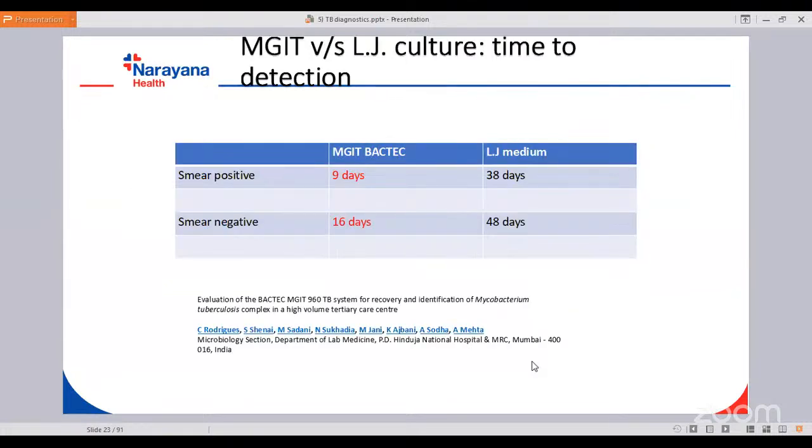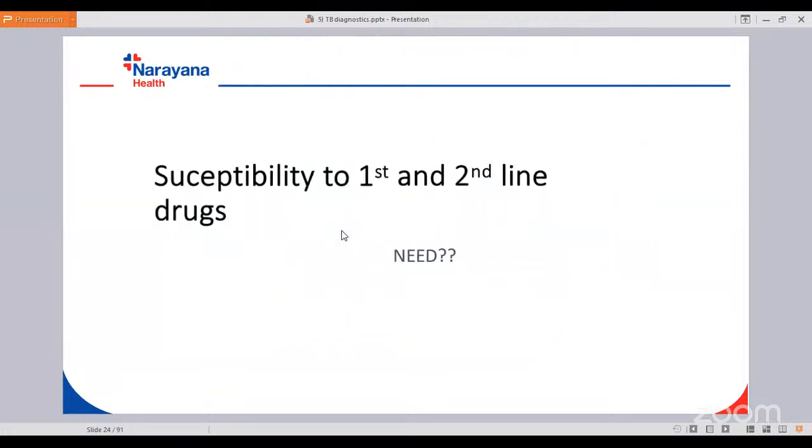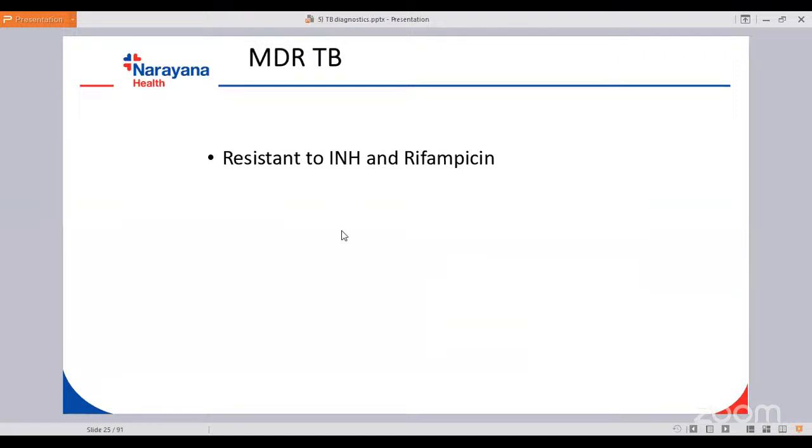What is the advantage of MGIT? This is a study that shows that in smear positives, it can grow as fast as 9 days, and in smear negatives, as early as 16 days, as compared to an LJ medium, which takes weeks. After we've grown the organism, we would like to do susceptibility. Do we want to do susceptibility testing to first and second line drugs? Is there a need? Yes, there is a need.